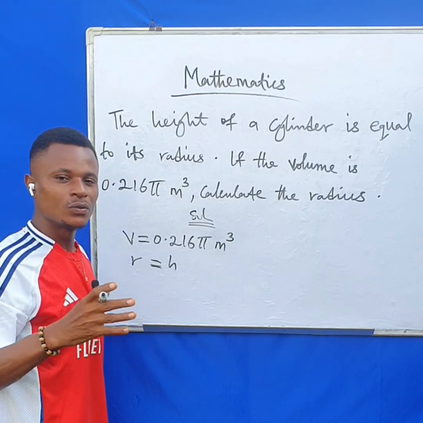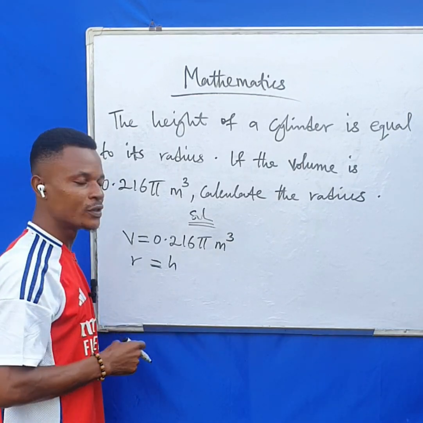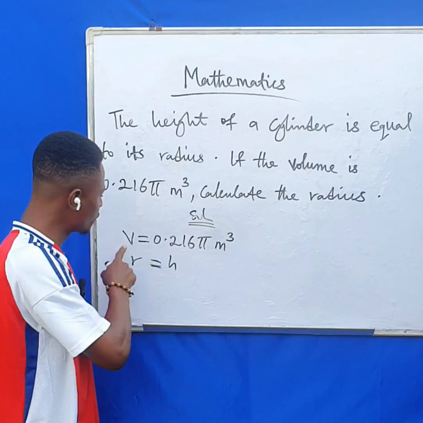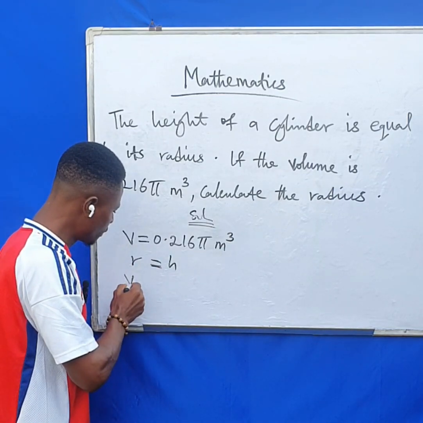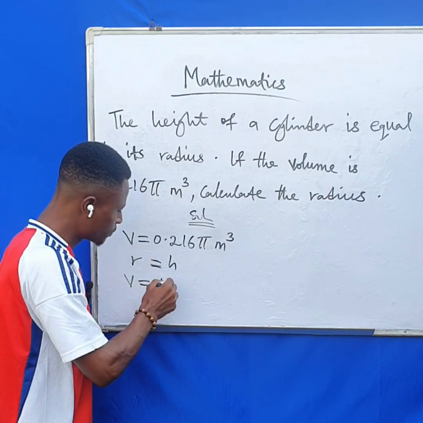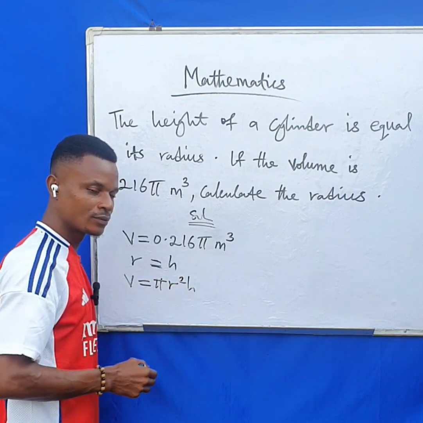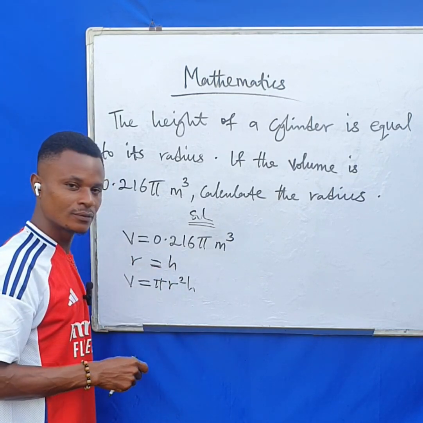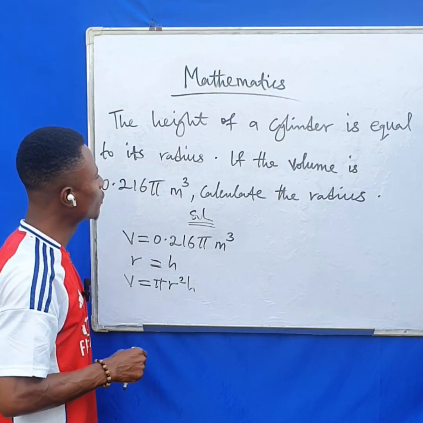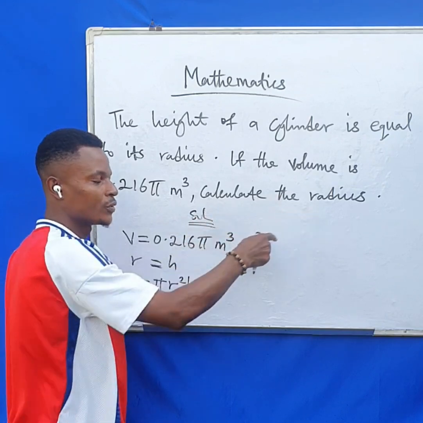Now, we have to write down the formula for calculating the volume of a cylinder, the formula that connects volume, radius, and height. The formula is V equals pi r squared h. That's the formula that connects these three. Now, they said we should calculate the radius.